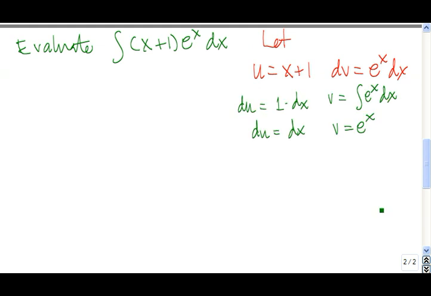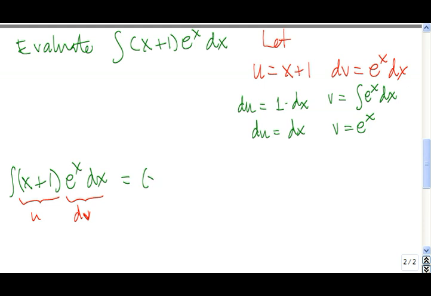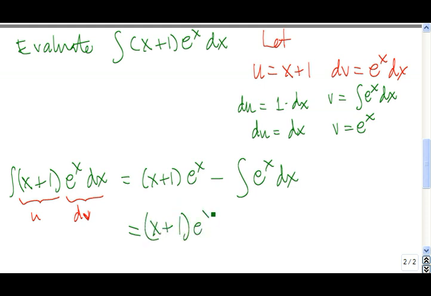Okay, the first two things you should do are find du and find v. Then we plug them into the integration by parts formula. So we get u times v minus the integral of v times du. So that is equal to x plus 1 times e to the x minus e to the x plus c. Okay, so that right there is the family of antiderivatives of x plus 1 times e to the x.